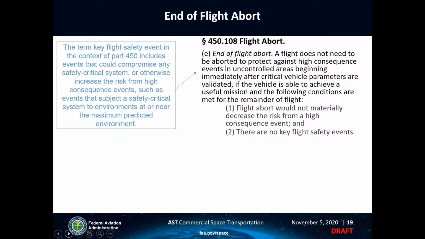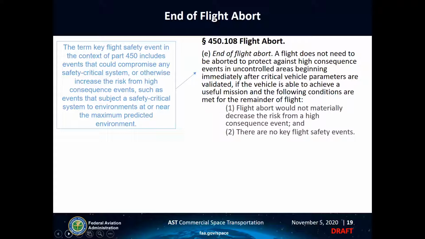As an example application of this regulation, many orbital missions have a period of downrange overflight where flight abort would no longer protect against high consequence events. And the flight safety system is commonly safed before these periods begin, meaning that flight abort would not be used during the overflight period.